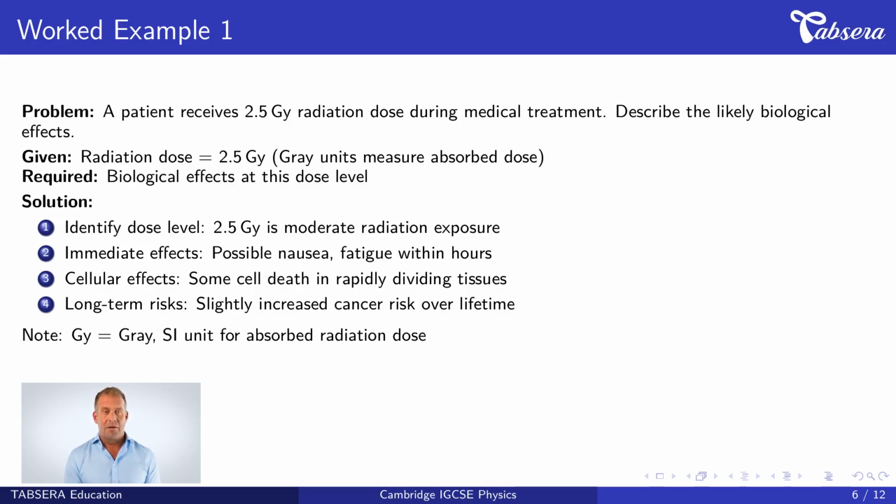Step 1. Identify the dose level. 2.5 gray represents moderate radiation exposure, higher than background but within medical treatment ranges. Step 2. Immediate effects. The patient may experience nausea and fatigue within hours as cells begin responding to damage. Step 3. Cellular effects. Some cell death will occur, particularly in rapidly dividing tissues like blood cells and intestinal lining. Step 4. Long-term risks. There is a slightly increased cancer risk over the patient's lifetime due to DNA damage that may not be perfectly repaired.